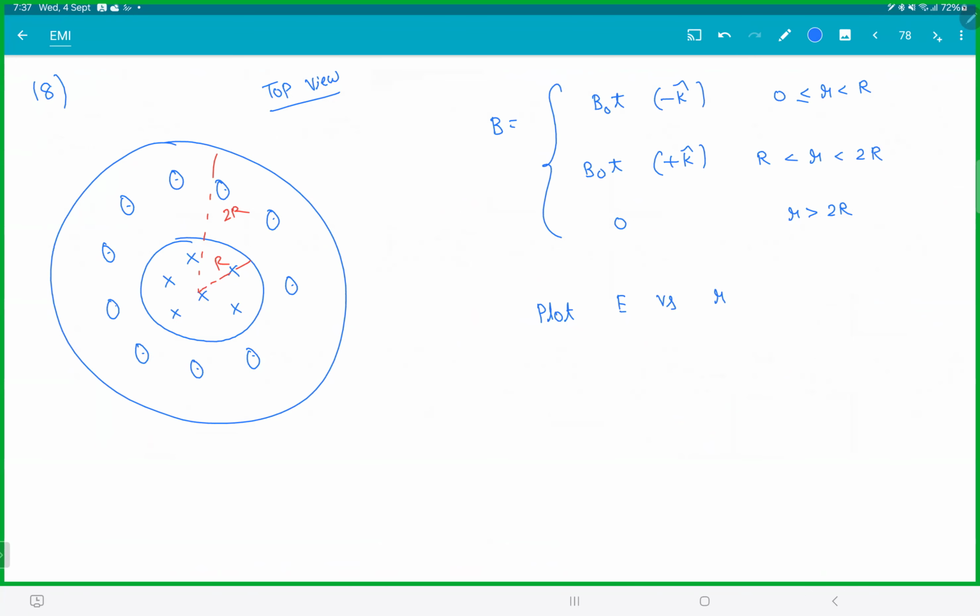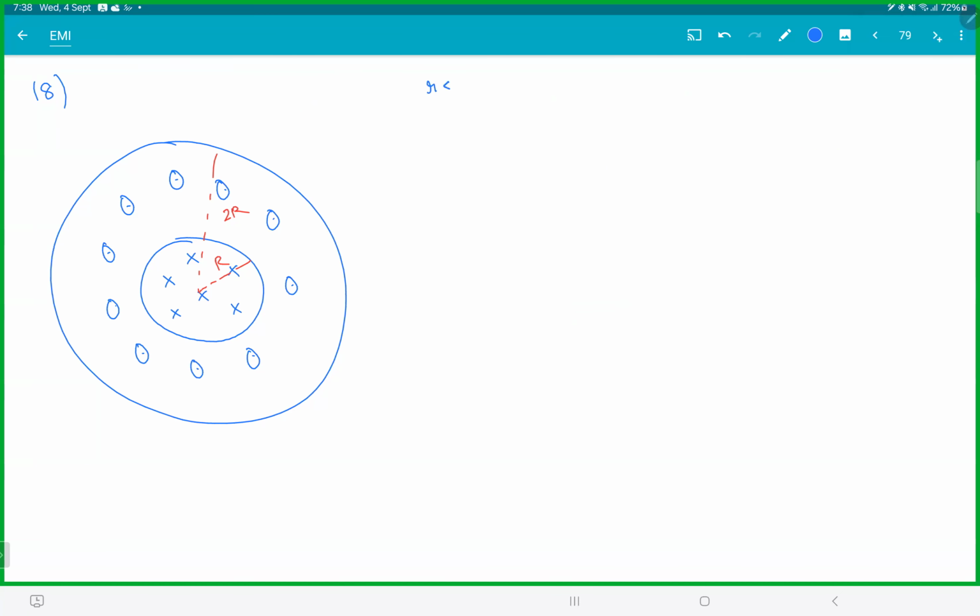Okay. Let's see. If you take r less than R, the flux will be B naught t into pi r square. E into 2 pi r is equal to B naught pi r square. So E is equal to B naught r by 2. So that's a linear function.